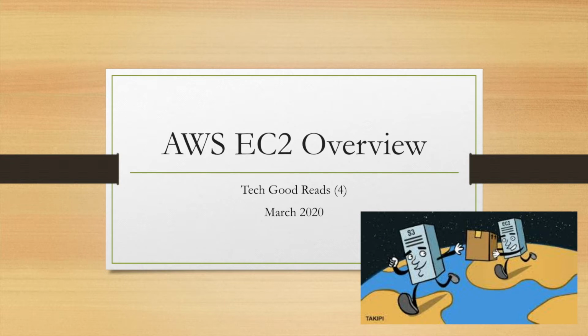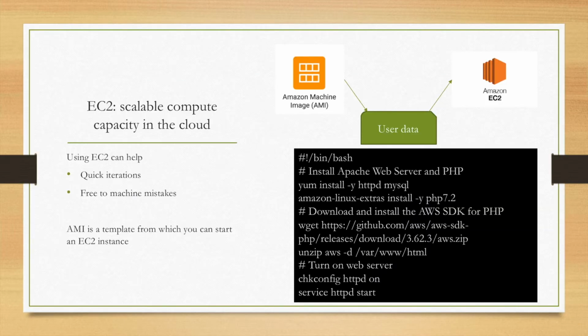Today, I will talk about AWS EC2. EC2 is scalable compute capacity in the cloud. Using EC2 can give us quick iterations and free us from machine mistakes. If something is wrong with the machine, we just boot another instance and replace the problem one.